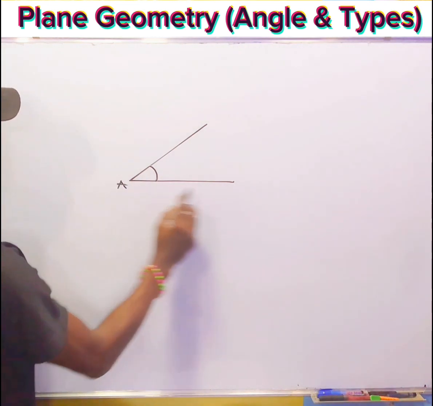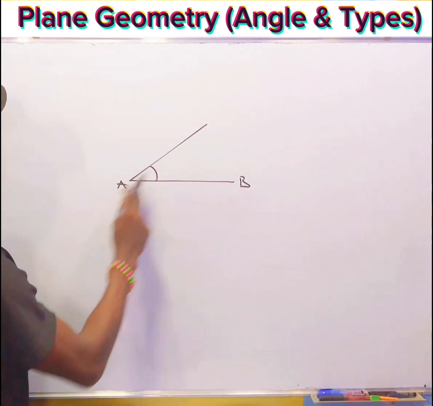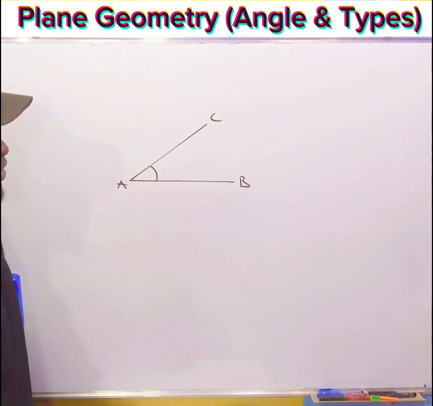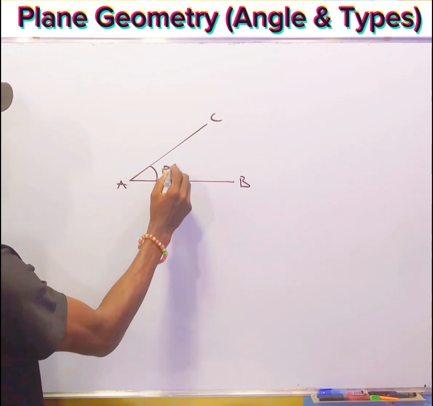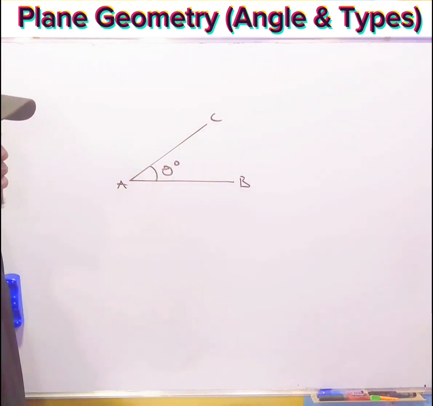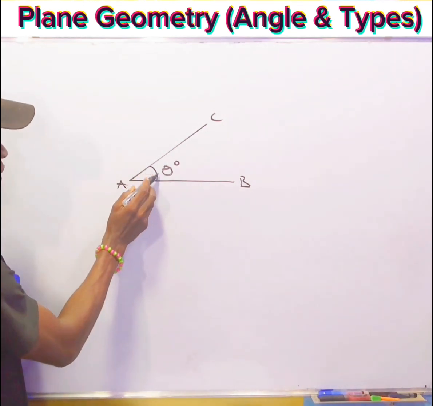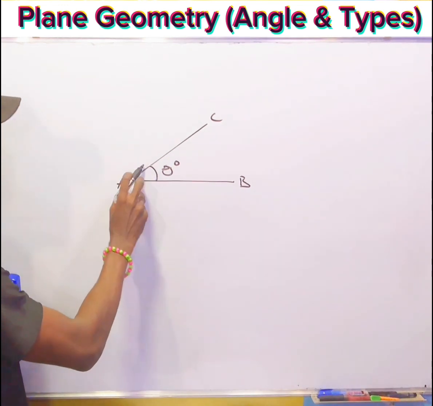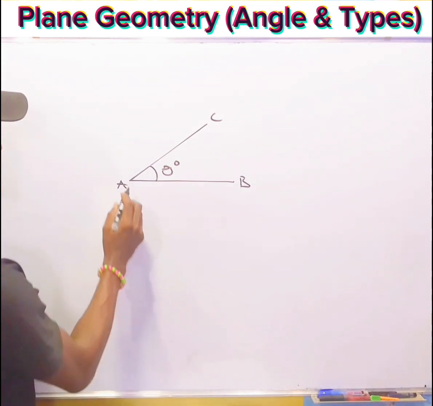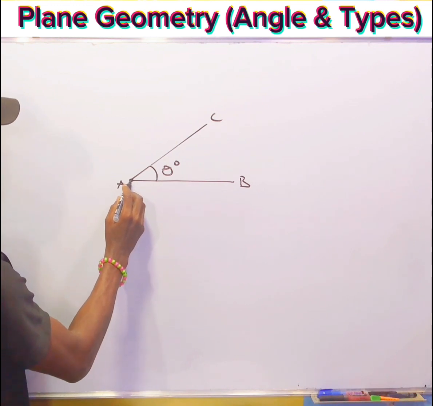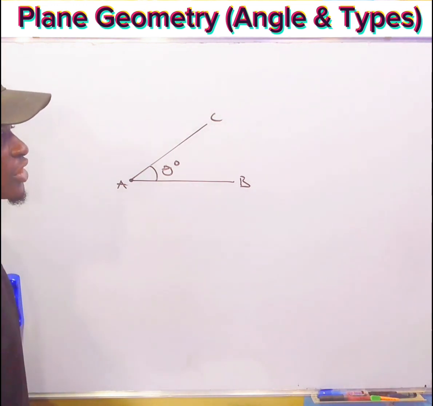If this is line AB and also line AC, the space between line AB and line AC is referred to as an angle. Also, we can refer to an angle as the arc or the curve formed when two lines meet. So for two lines to meet, it means they must share the same vertex. They must share the same origin.